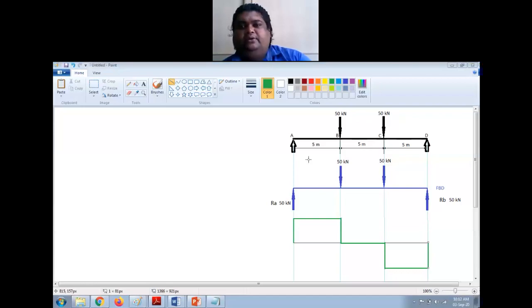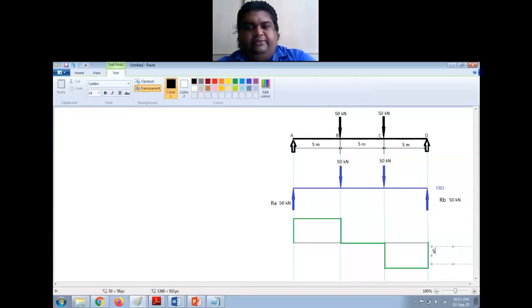Okay, so this represents the shear force diagram. I'll pause the video here. Okay. Now let us proceed. I'll just name this as SFD, right? Shear force diagram.